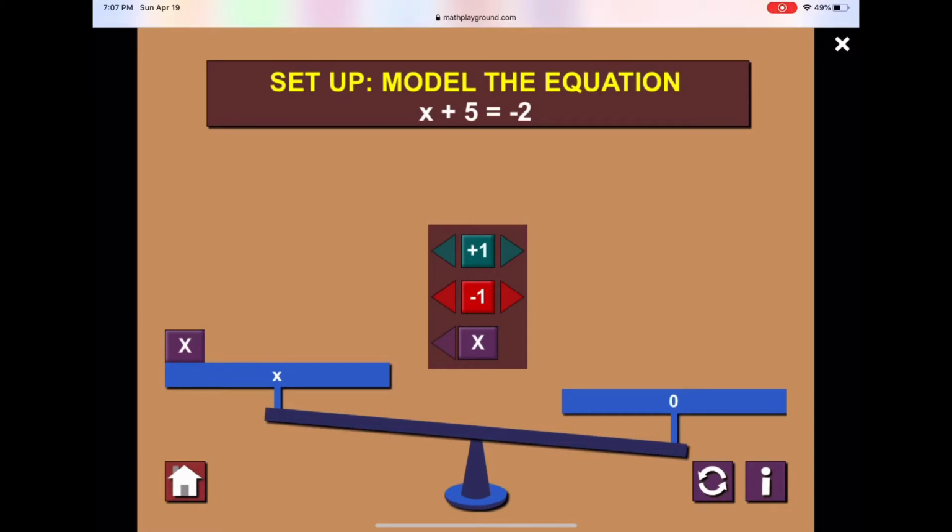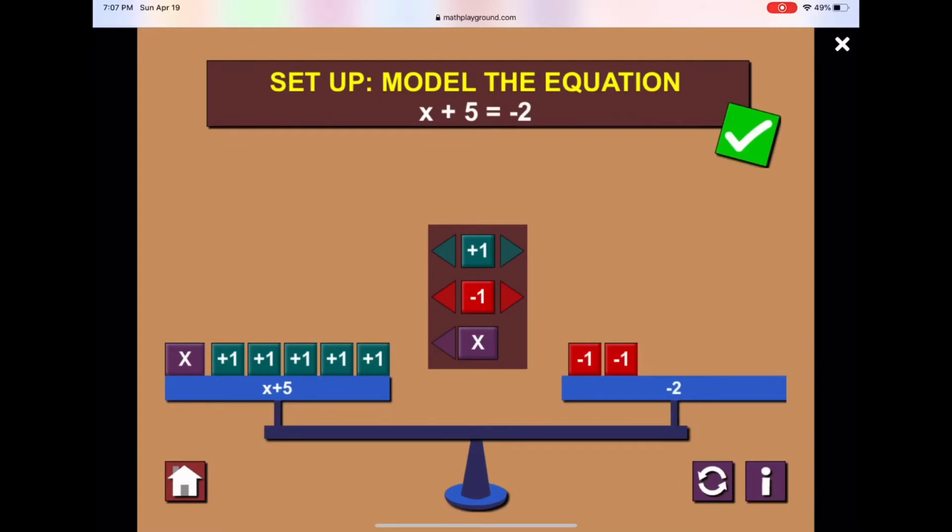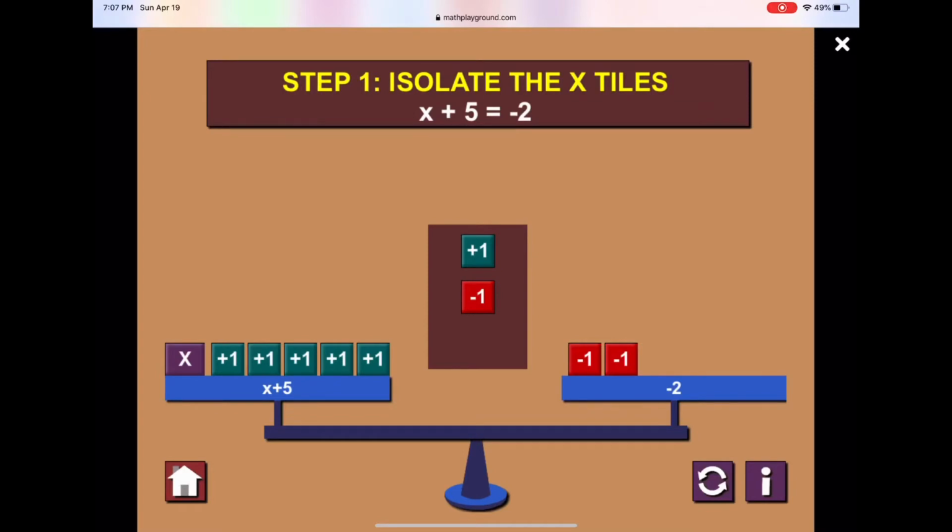So let's do the plus 5 on one side. 1, 2, 3, 4, 5. And now -2 on the other. 1, 2. Notice how it's balanced now? So we know we set up the equation correctly. Let's move on to the next step.